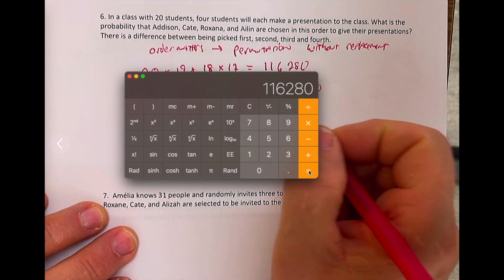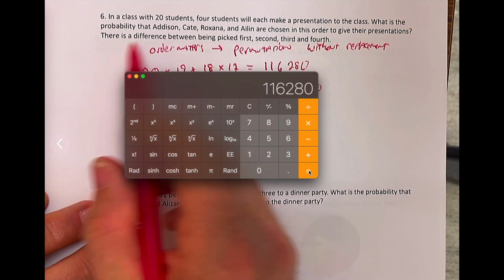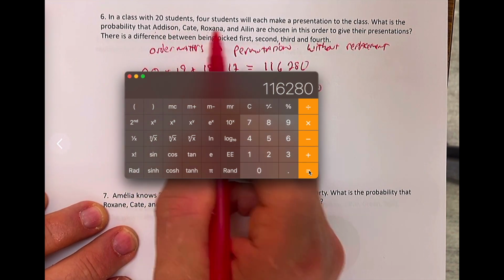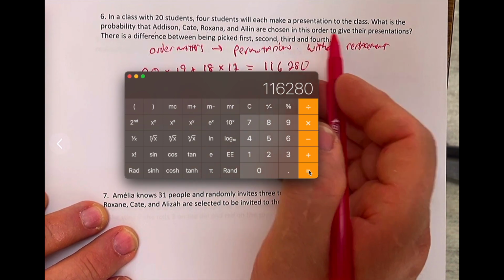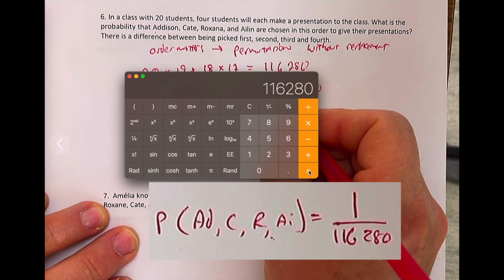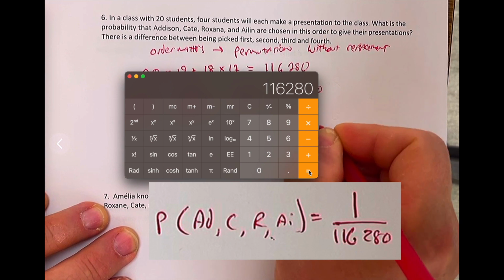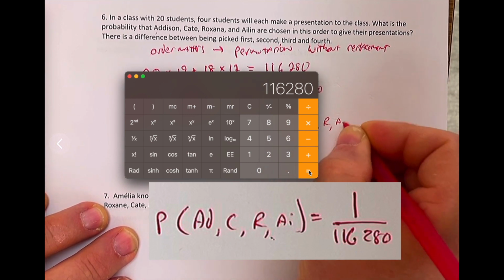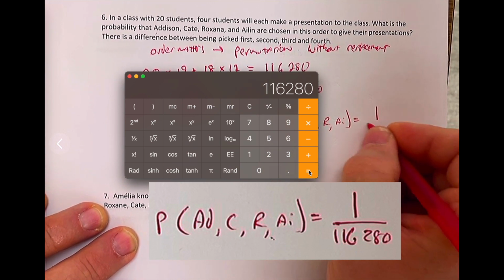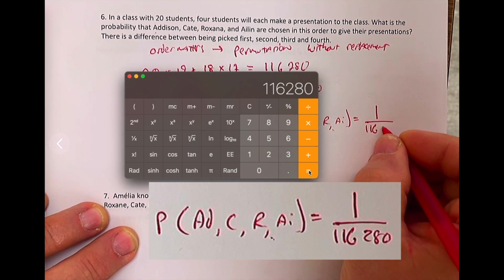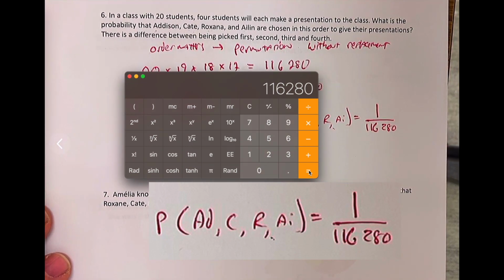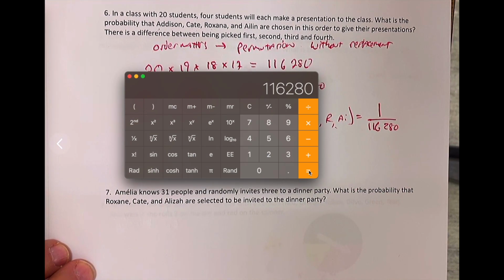The probability that we picked Addison, Kate, Roxana, and Aylin in that order is what makes the order important. So the probability of Addison, Kate, Roxana, and Aylin is 1. This is one outcome out of the 116,280. I'm not going to make that into a decimal because it's tiny. And that's it for question number 6.